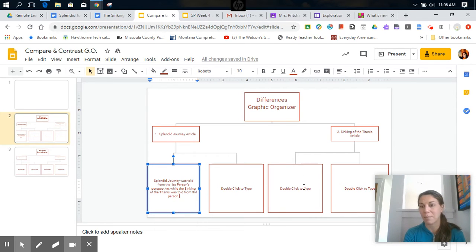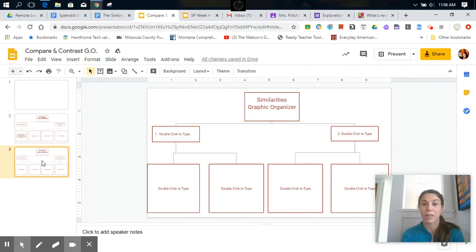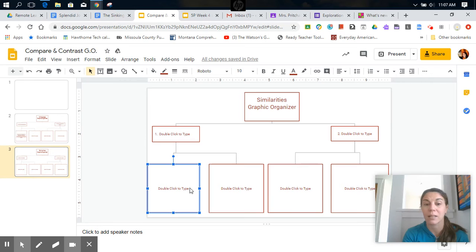Now, in these next ones, I might get more into depth. Okay, they were told from a different perspective, but what does that mean? Did I get to know maybe really the thoughts and feelings more in the Splendid Journey? What are some other differences I noticed between the two articles? Okay, then you're going to come up with three more. And then your other one is your similarities. So I'm going to do the same thing. I'm going to click in here and I'm going to put the two different articles' names. And then I'm going to try to find similarities.